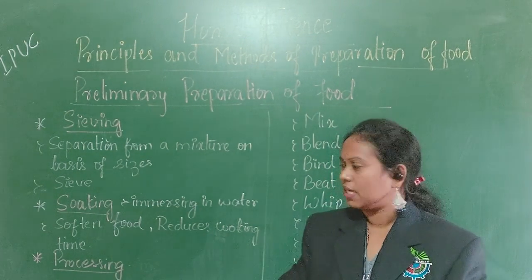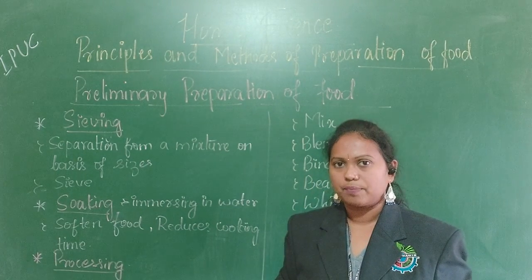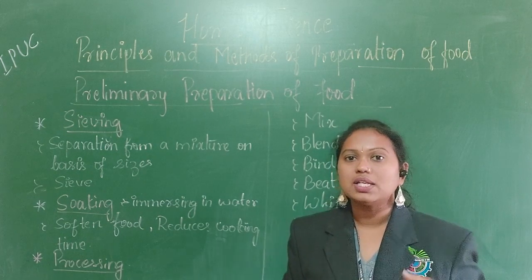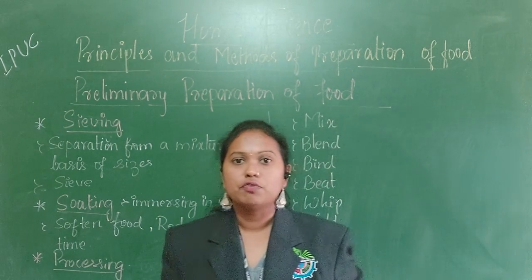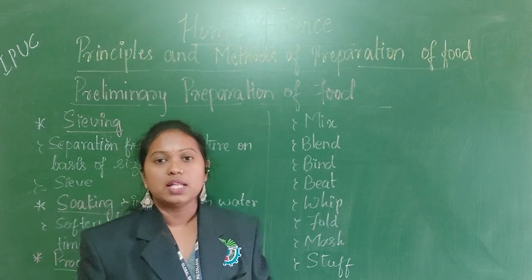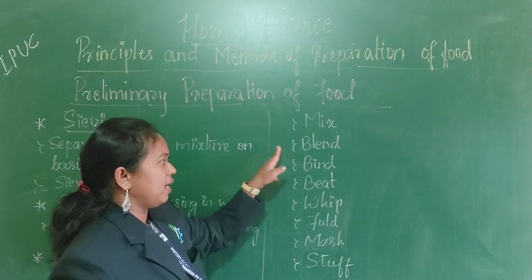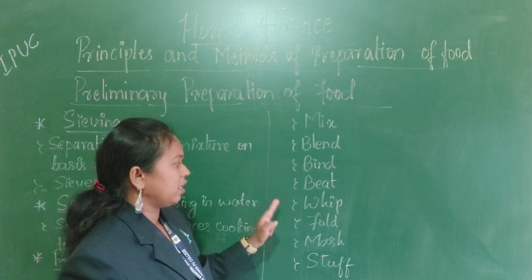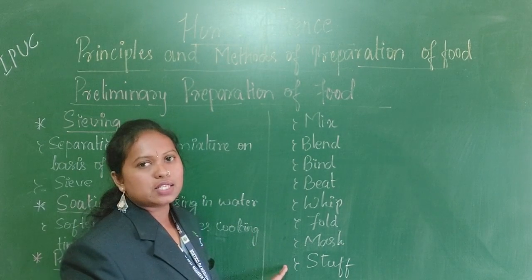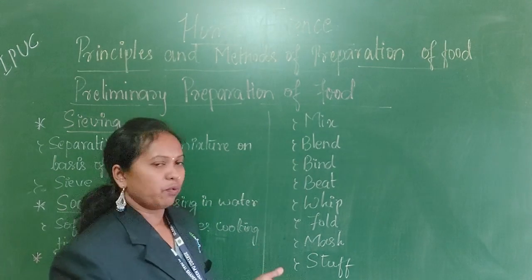The next one is processing. What do you mean by processing? Processing includes all the things to get food ready for cooking and serving. There are various processes like mixing, blending, binding, beating, whipping, folding, mashing and stuffing. Let us go one by one.